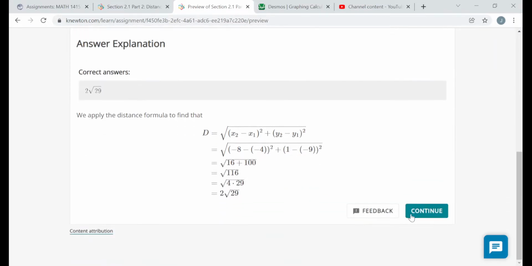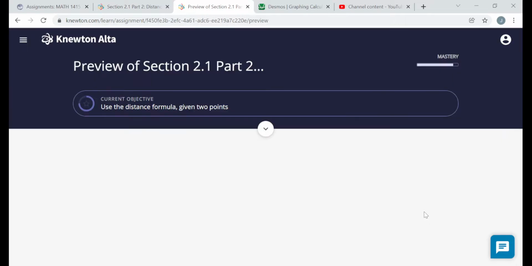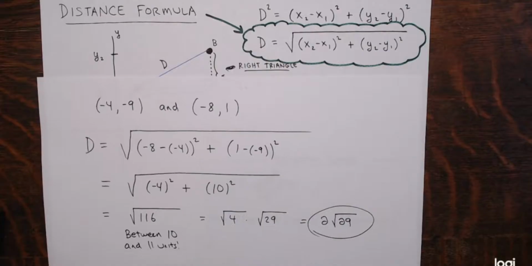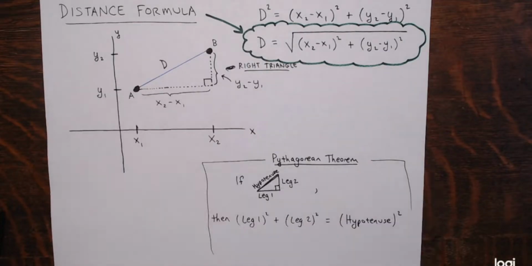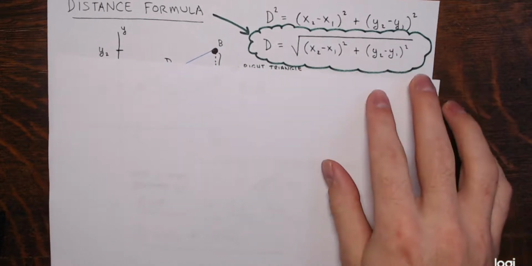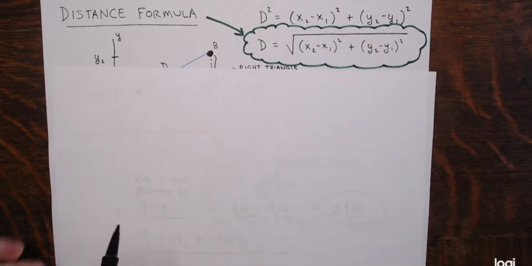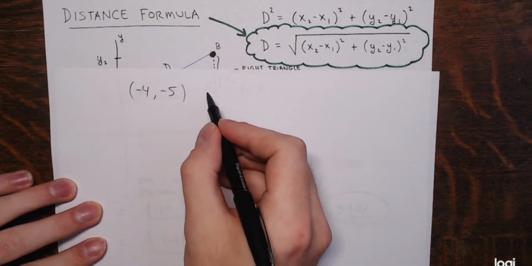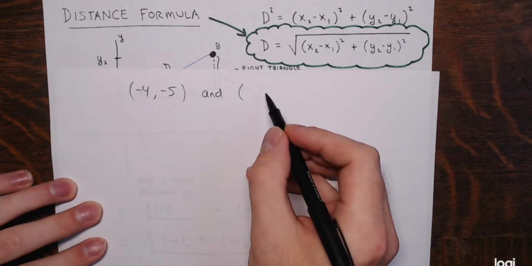Alright, I should have just one final question from this objective, and it's the same thing. Find the distance between these 2 points. Enter your answer in simplest radical form. Do not round, right? Don't enter it into a calculator. Alright, so let's turn this page over. Keep the same formula up. What's the distance between the points -4, -5, and the point 0, -1?